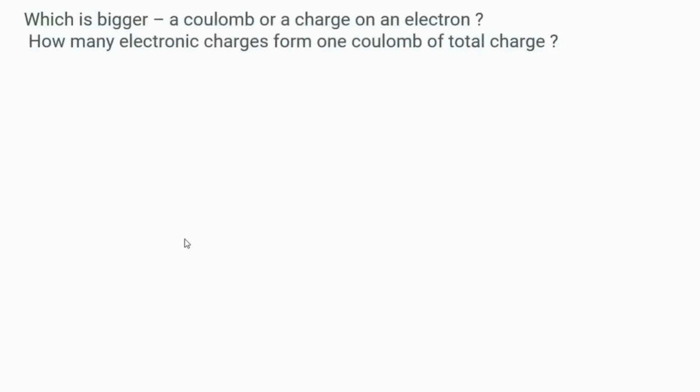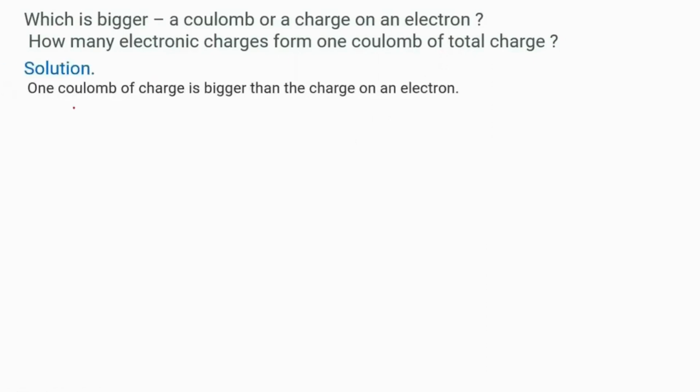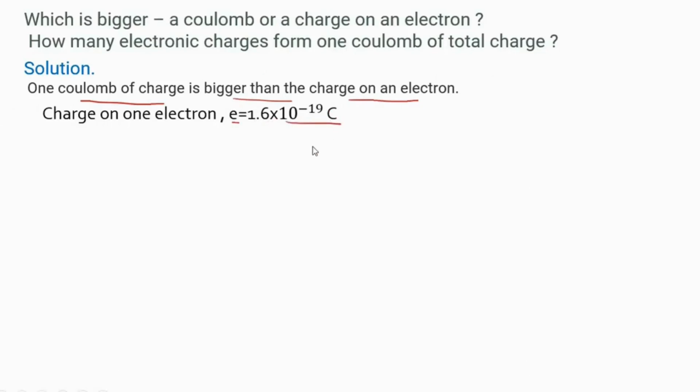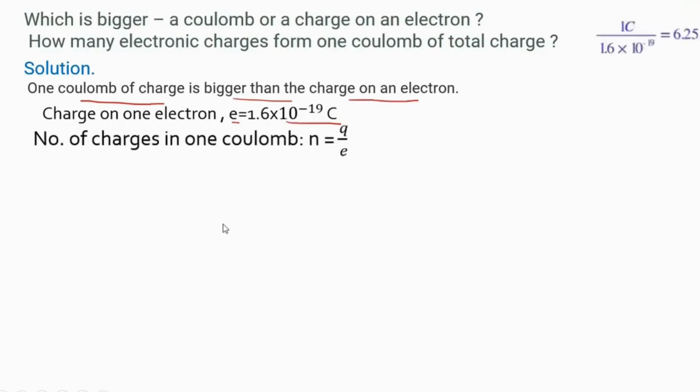The first question is, let us go for the first question. The question says, which is bigger, a coulomb or a charge on an electron? And how many electronic charges form 1 coulomb of a total charge? So the answer for this question will be obvious, that 1 coulomb of charge is bigger than the charge on an electron. Let us see how. The charge on an electron, all of us know, is e, that is equal to 1.6 into 10 to the power minus 19 coulomb. Now let's calculate the number of charges present in 1 coulomb of charge.